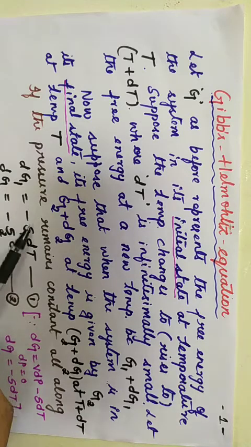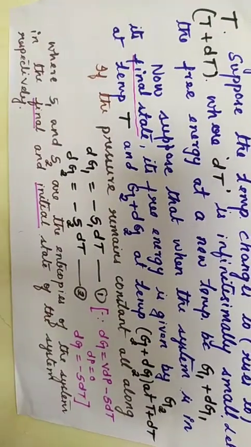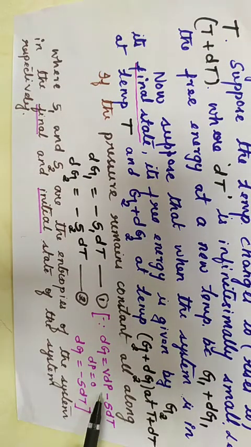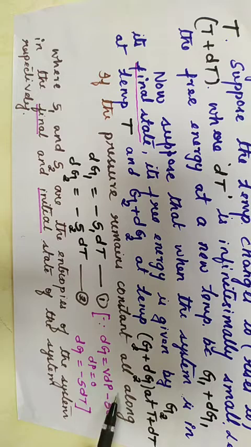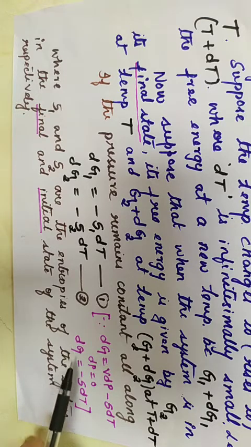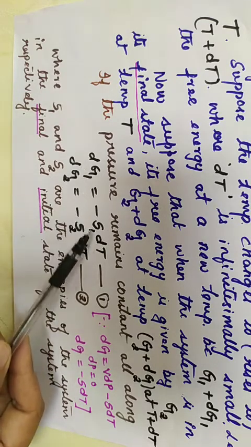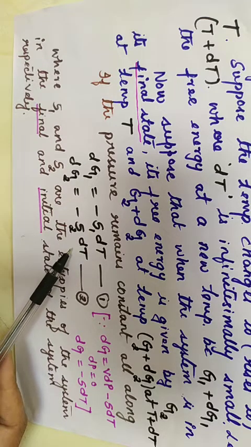Okay. Now if the pressure remains constant all along this process and the free energy function is also given by the equation dG is equal to VdP minus SdT. Now according to this expression, when the pressure is constant, the change in pressure dP is 0, then the expression reduces to dG is equal to minus SdT. Then we can write for the initial state dG1 is equal to minus S1 dT, and for the final state dG2 is equal to minus S2 dT.